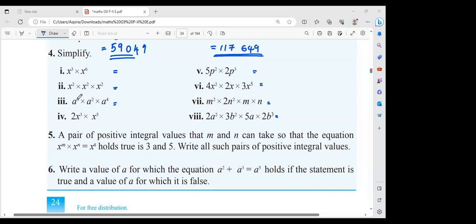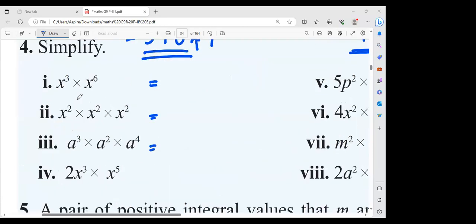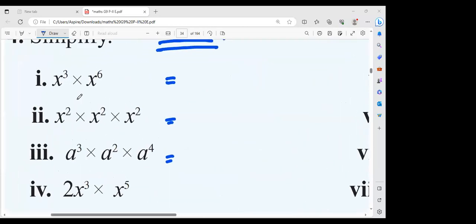Yes, can you tell me what is the answer for the first one here? X to the power of 9. It is x to the power of 9. Here, what is the answer? X to the power of 6. X to the power of 6. Here, a to the power of 9. A to the power of 9.